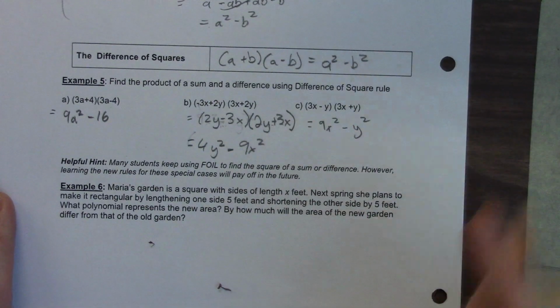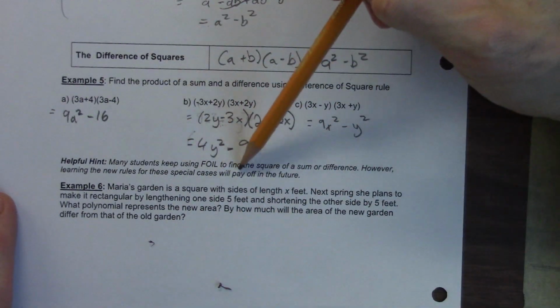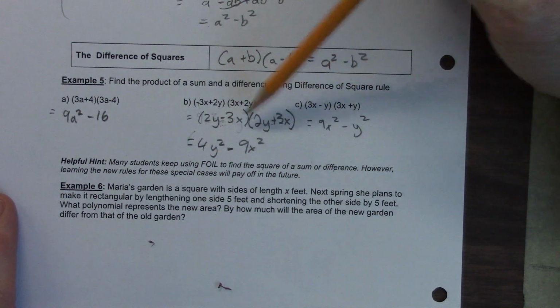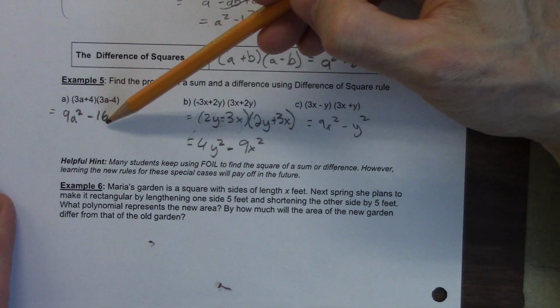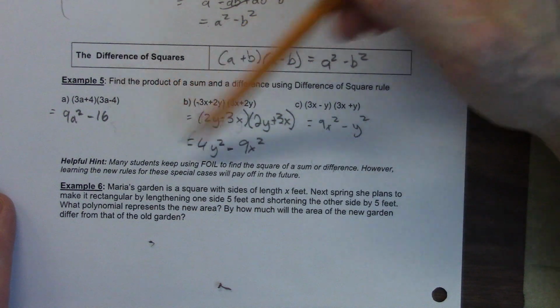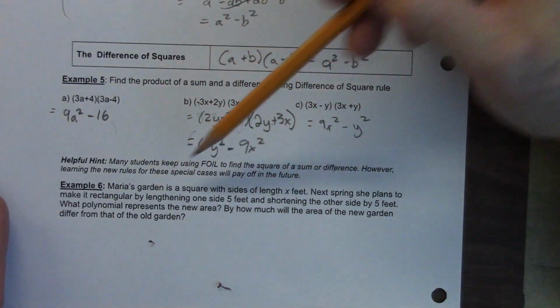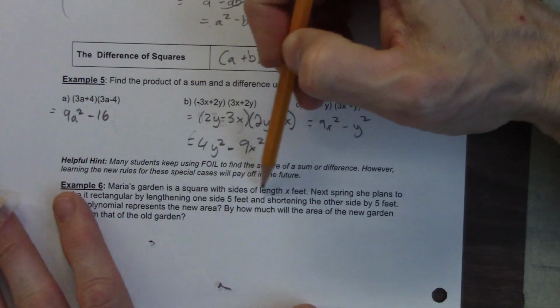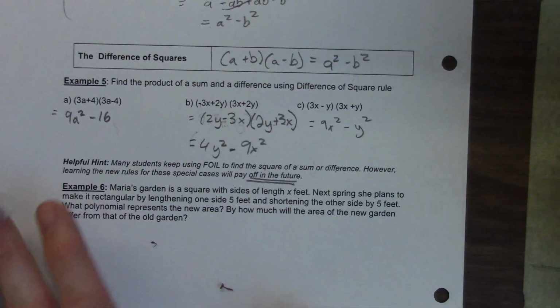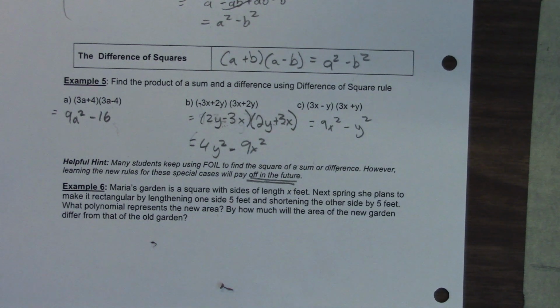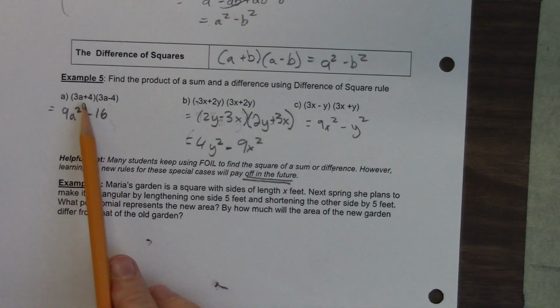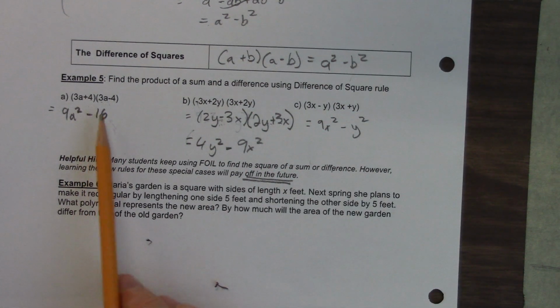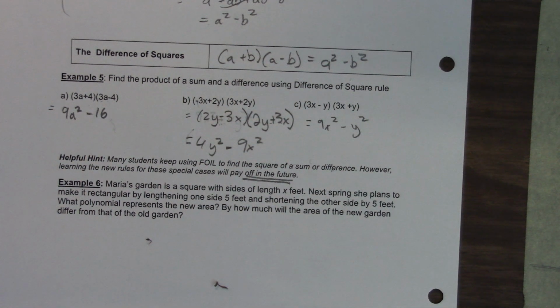Okay, it says here, helpful hint. Many students keep using FOIL to find the square and sum of difference. You could do this. You could FOIL this and get the same answers. However, learning the new rules for these special cases will pay off in the future. I can't say that enough. Because you're going to be, as I said, using this all the time, and you need to start to just recognize it. If you see something's happening where it looks very similar and it's just separated by the signs, you know you can do this shortcut.